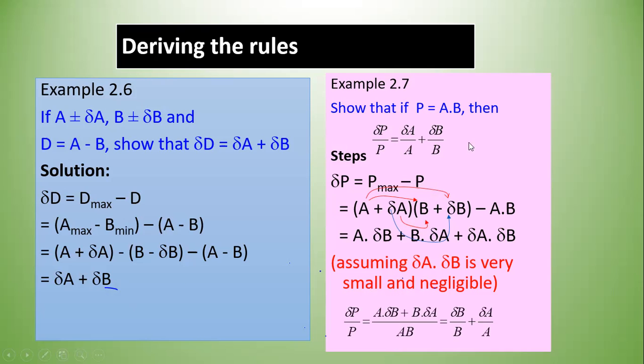Then we can divide. We want to find delta P over P. So delta P we already calculated. Now divide by P. P is AB. Neglect that small term. We got these two terms there, each divided by AB, which is your P. So we can separate them up. A and A cancel, we got delta B over B. B and B cancel, we got delta A over A. So in all calculations, you can either use elementary understanding of errors, or you can use rules.